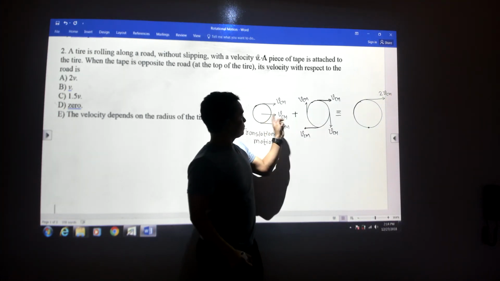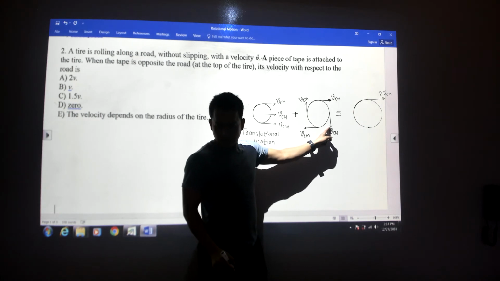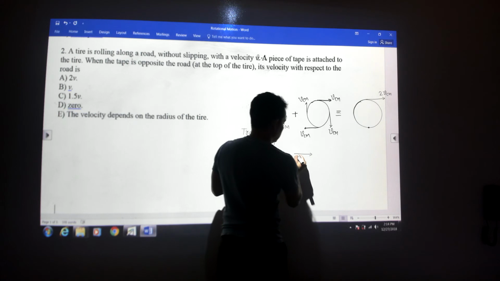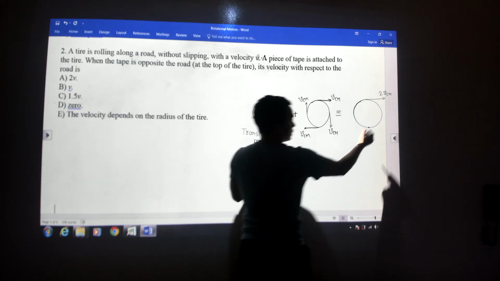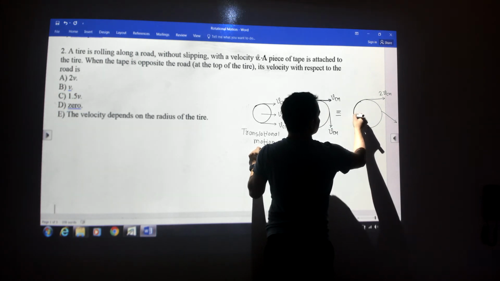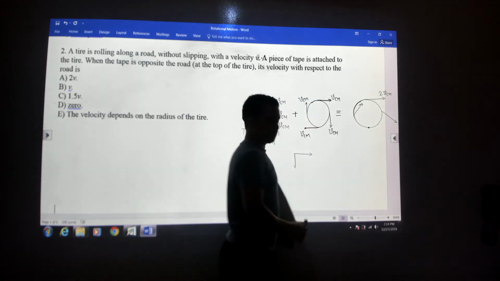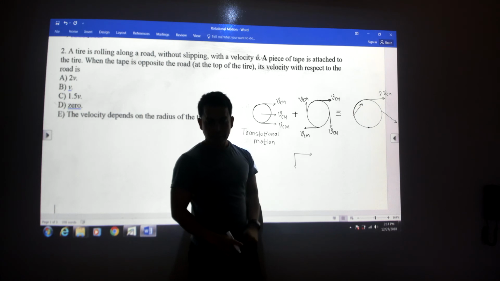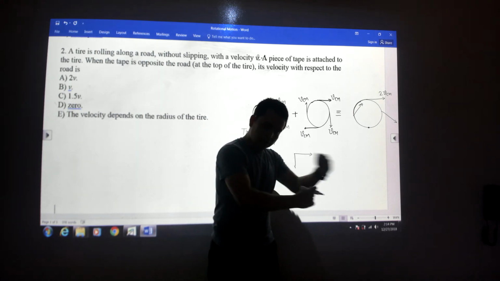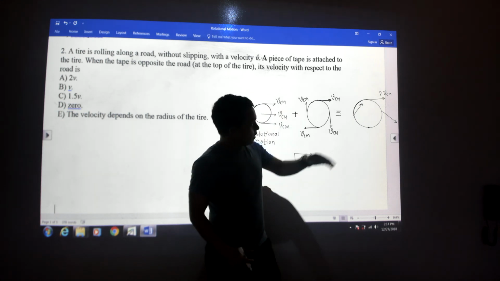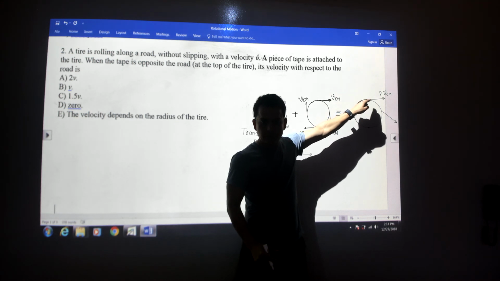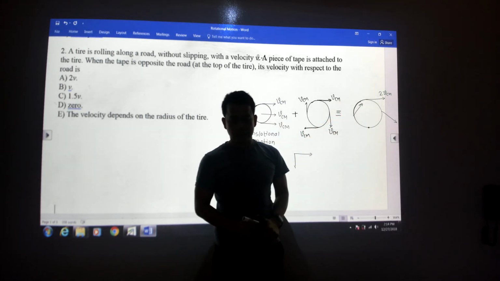At this point and this point, you see the one is along this direction and the other is along this direction. So the combined effect would go along this direction. In the same way here, if I just take this, it will be along this direction. So if you look at the top of a rolling tire, the velocity would be 2v. So the correct answer in this case is 2v.